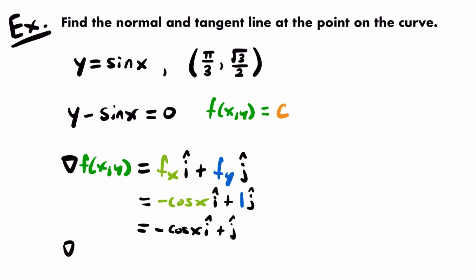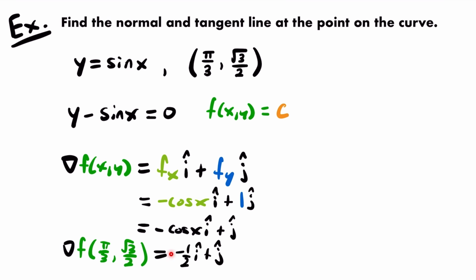So we want to evaluate the gradient vector at x equals pi divided by 3 and y equals the square root of 3 divided by 2. And in this case, the gradient vector doesn't have any y's in it, so we're just going to be plugging in pi divided by 3 for this x, and cosine of pi divided by 3 is 1/2, so we get negative 1/2 i plus j.